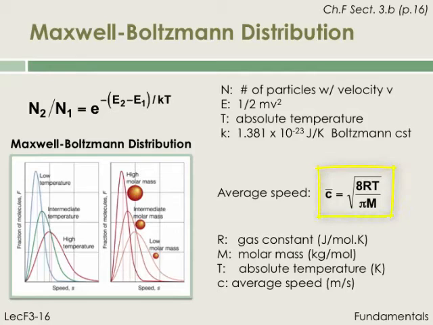Average speed of a particle is the square root of 8RT over pi m. So the key thing is, as you increase temperature, as T increases, the velocity increases, right? For a given temperature, if you increase the mass of the particle, the velocity decreases, right? So at the same temperature, hydrogen molecules move much, much faster than chlorine molecules, Cl2.